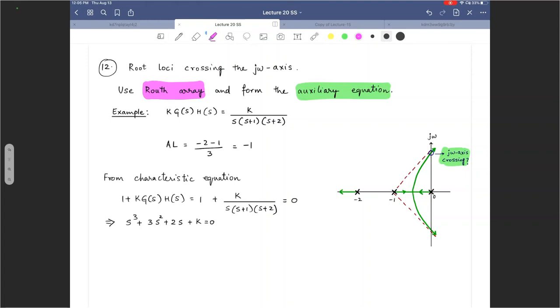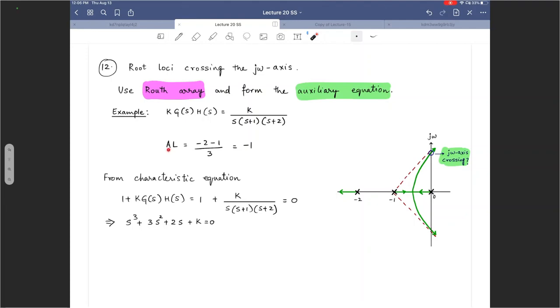So let's see. Our example is for the loop transfer function k G(s) H(s). We have a system which has 3 poles. One is at 0, one is at -1, one is at -2, right? We have all those 3. And here we are going to demonstrate the use of the Routh array.